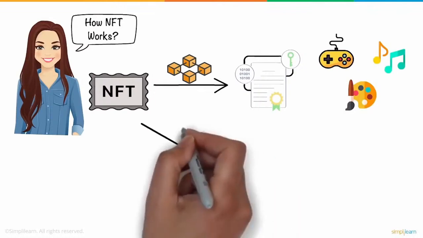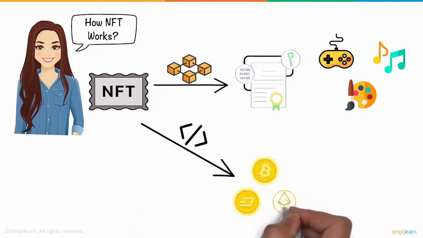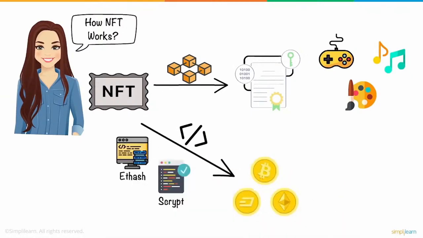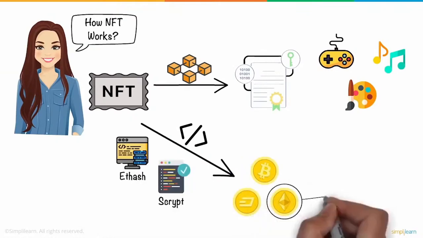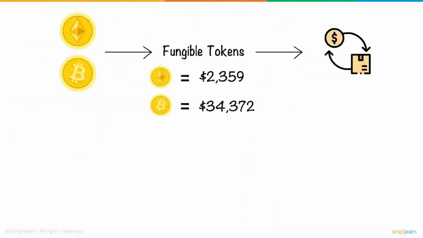The underlying technology and the programming language used by NFTs are the same as other cryptocurrencies, such as blockchain and the programming language Ethash or Script. NFT majorly exists on Ethereum blockchain, a distributed public ledger that records all the transactions. However, NFT is quite different from these cryptocurrencies. Bitcoin and Ethereum are fungible tokens, which means if you trade Bitcoin or Ethereum for one another, you will have the same value or item in return, basically money.